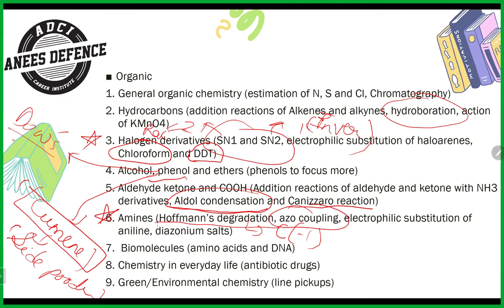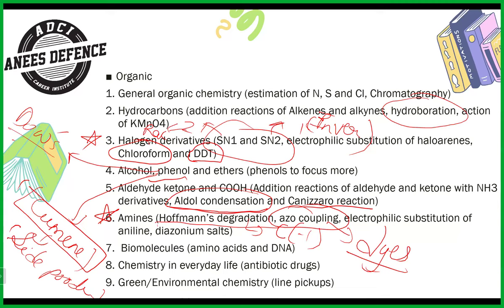Azo coupling, why is it important? It produces dyes, coloring dyes. And there are only two colors mentioned in the textbook. One is the orange color and one is the yellow color. Orange color is when phenol is used in the azo coupling, and yellow is when aniline is used in the azo coupling. So that can also be asked, or the structure of the azo compound can be asked.